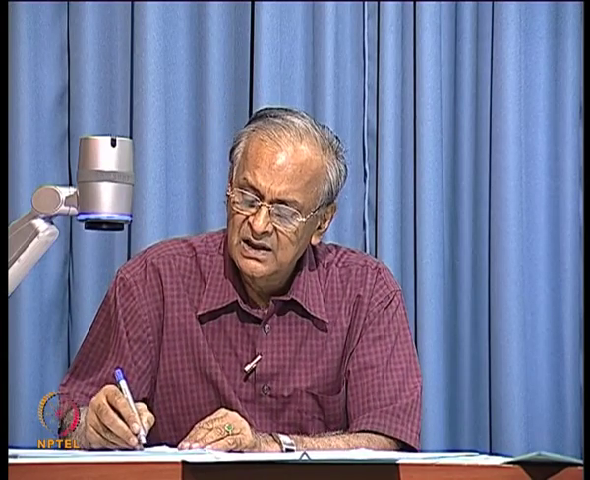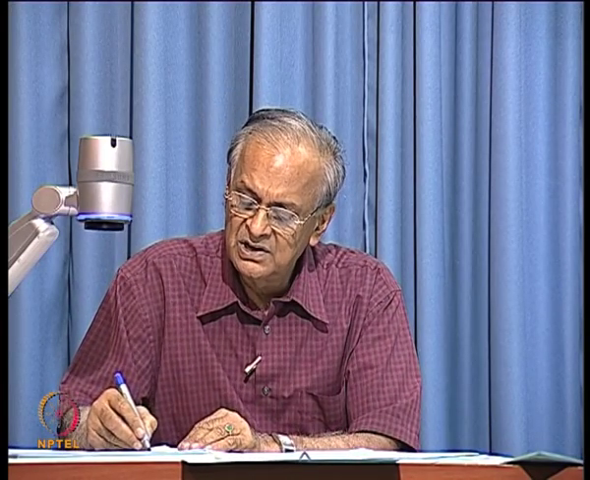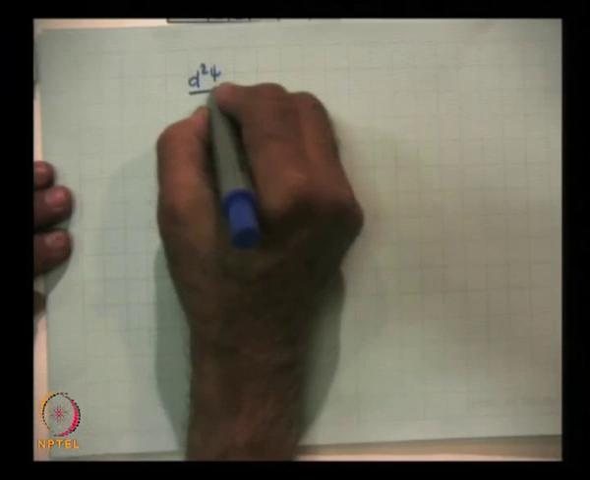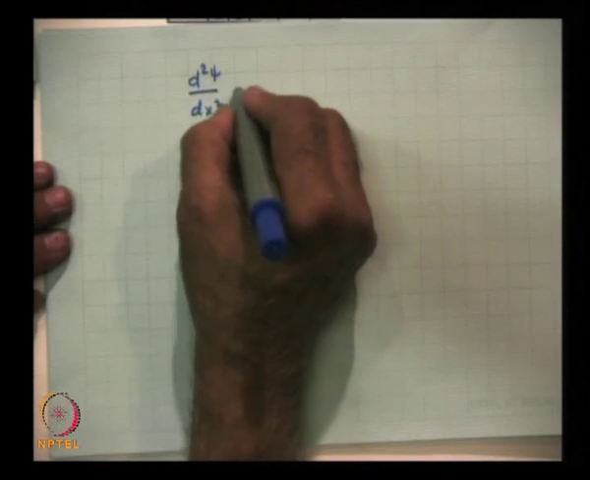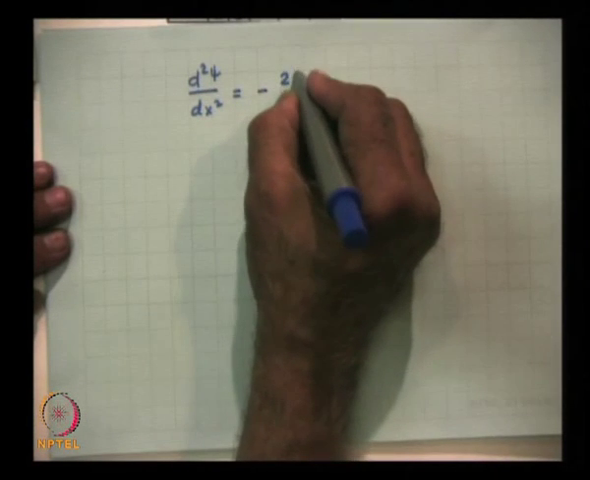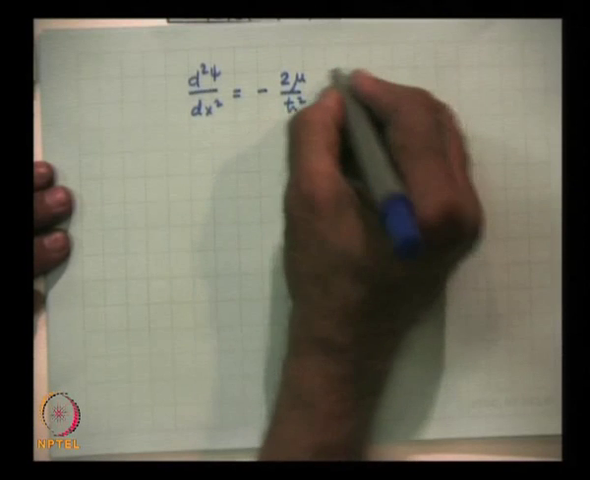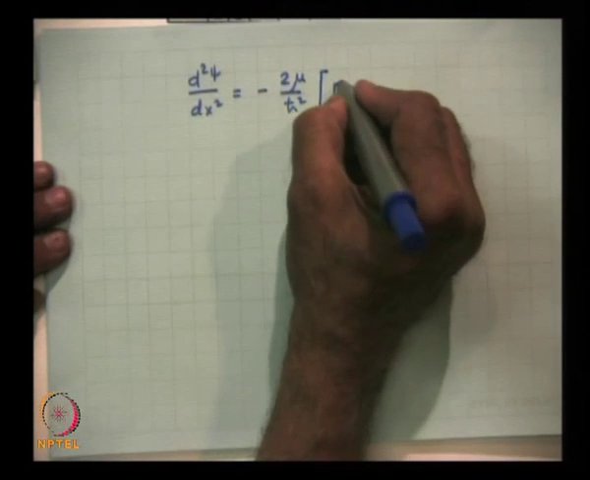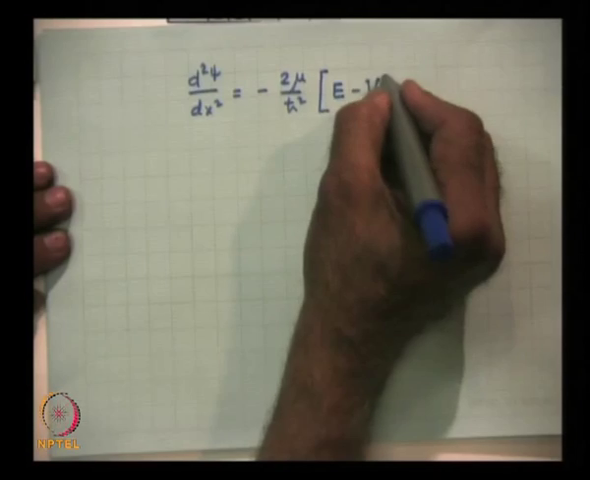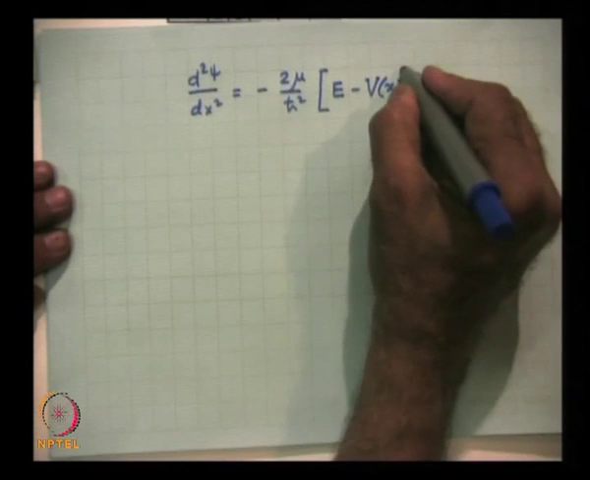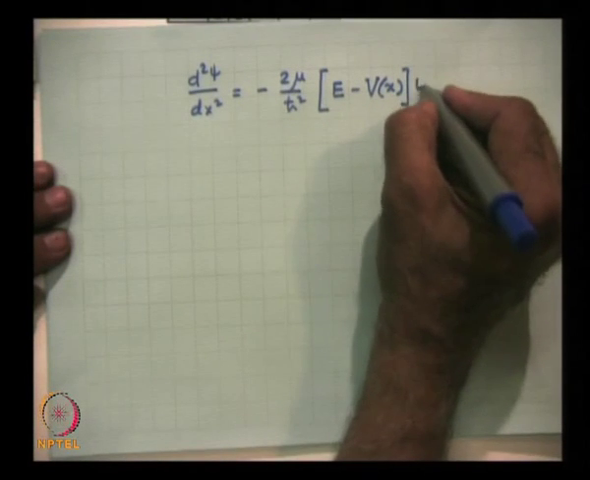The proof of this is very simple. Let me rewrite this equation like this: d2 psi by dx square is equal to minus 2 mu by h cross square, E minus V of x, psi of x.